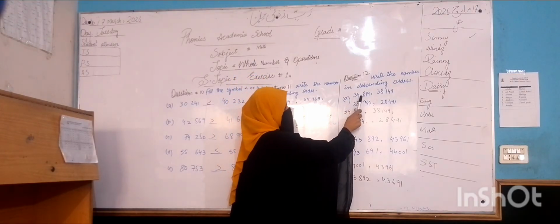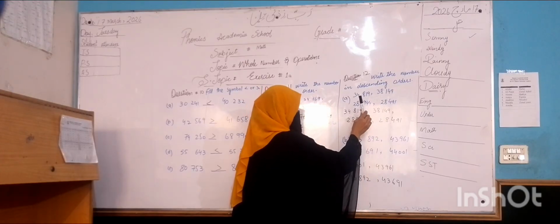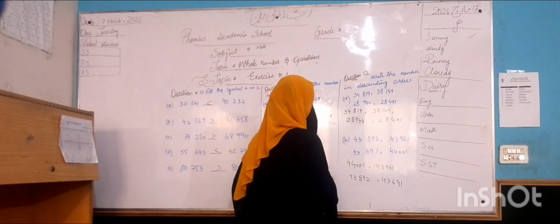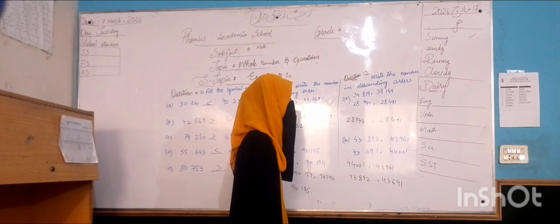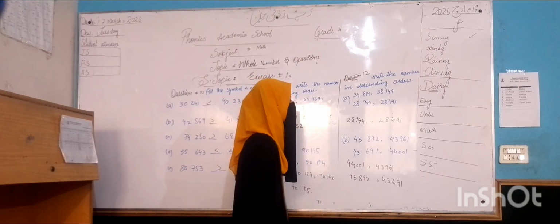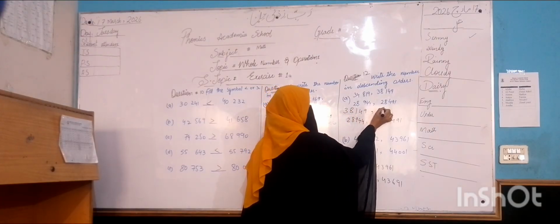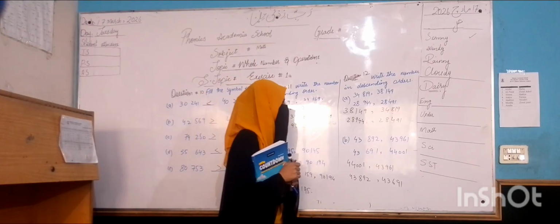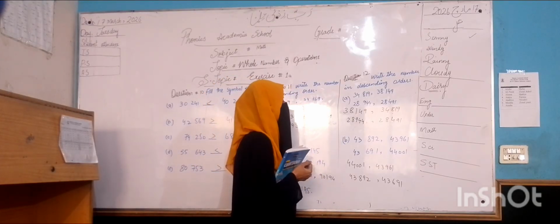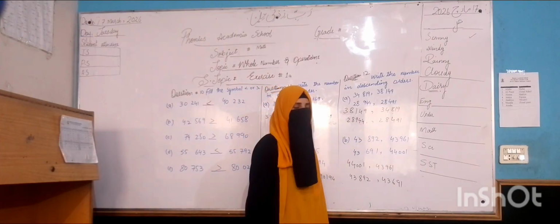Question number 12, part A. 34,890, 38,194, then you have 28,944 and 28,491. So in this one, the greatest value is 38,194, then 34,890. Then the smaller value is 28,944 and the smallest value of these numbers is 28,491.